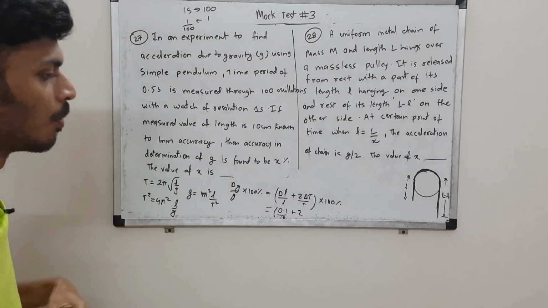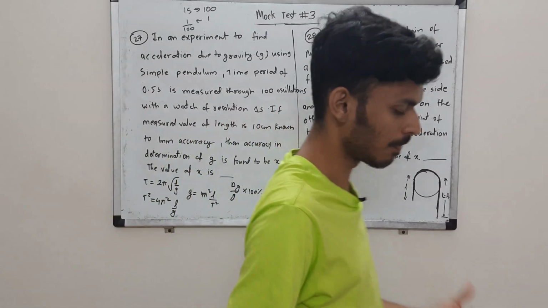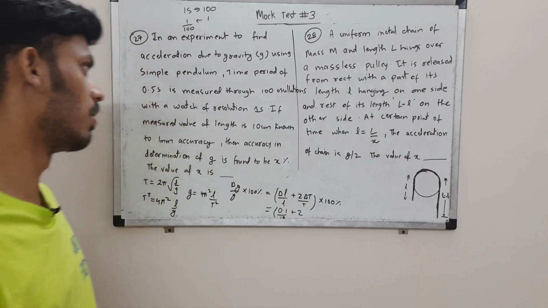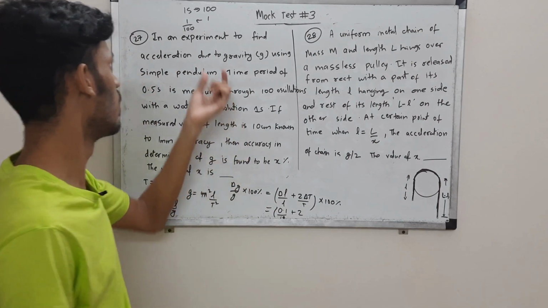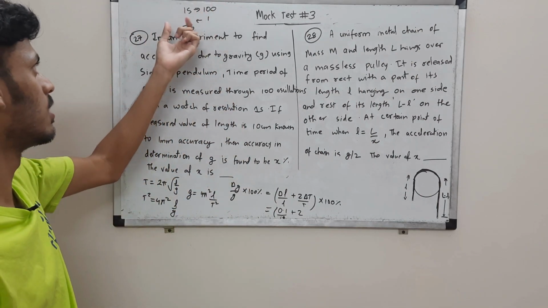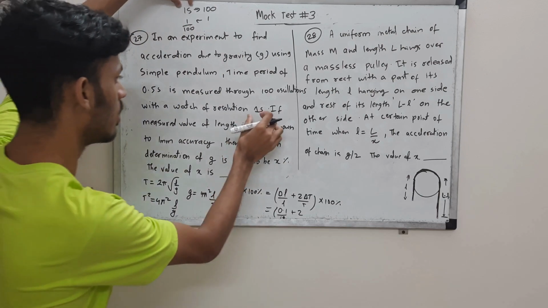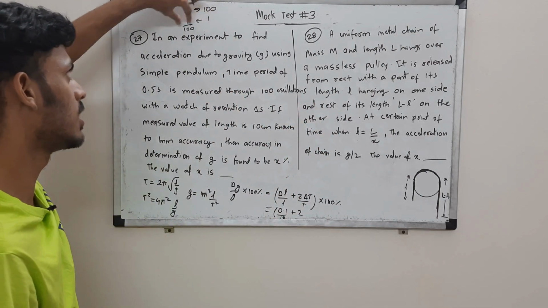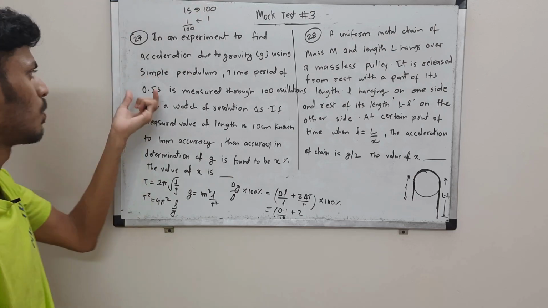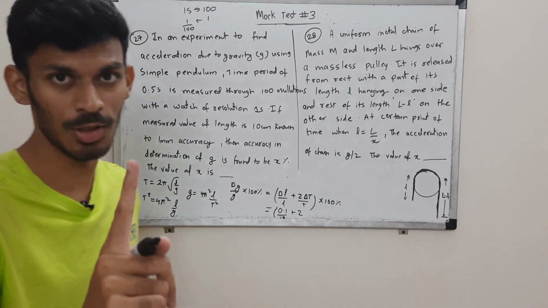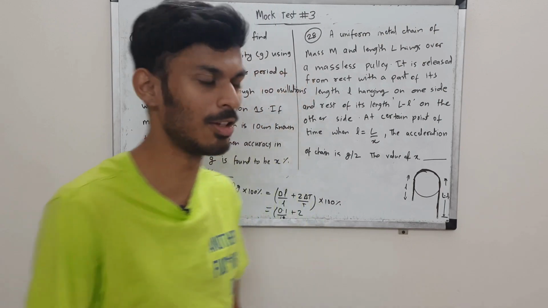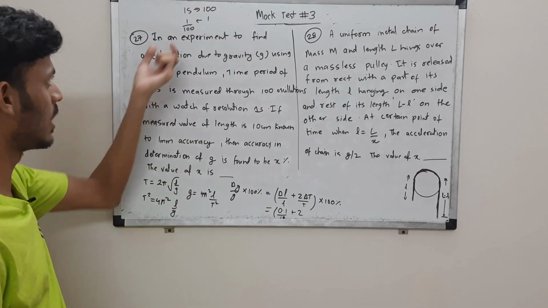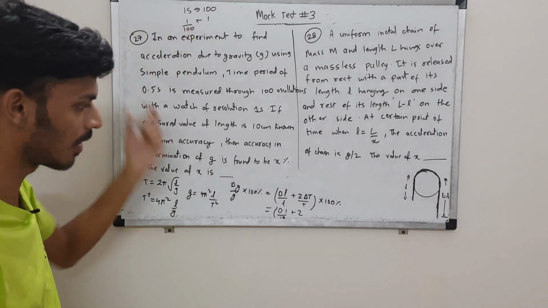So the more you repeat the experiment, the higher number of oscillations you take, the better the experiment will be, okay. So for 100 oscillations, 1 second is the total error, so in one oscillation the error is 1 by 100. This 0.5 is the time period for one oscillation, right? That is the meaning of time period, right? So it's for one oscillation, so in one oscillation this will be the error, okay, 1 by 100.